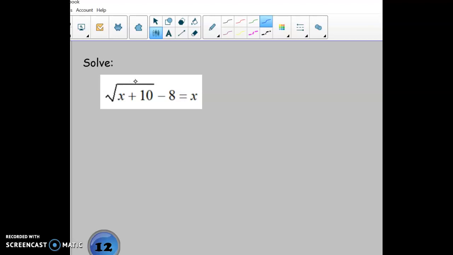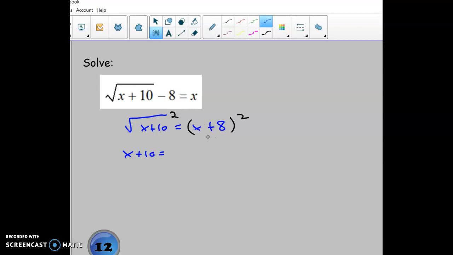So we want to isolate the root and then square to get rid of it. The first step here is to add 8 to both sides. So this side now becomes x plus 8. And then the tricky part is when you square, right? When you square this right-hand side, you've got to square the whole thing. Left-hand side becomes x plus 10.